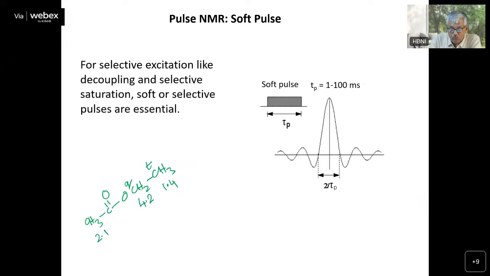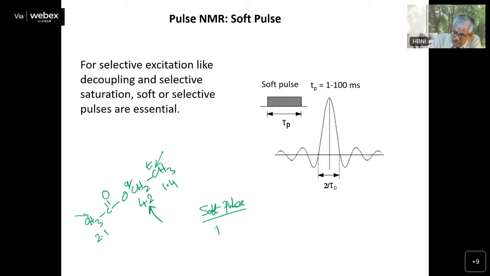Now if we want to do a double irradiation or decoupling experiment, let us say we want to do a decoupling experiment here, what kind of pulse will I use? We cannot use a very hard pulse, because then the other signals will also be affected. So we need a very selective frequency, and for that we use a soft pulse.